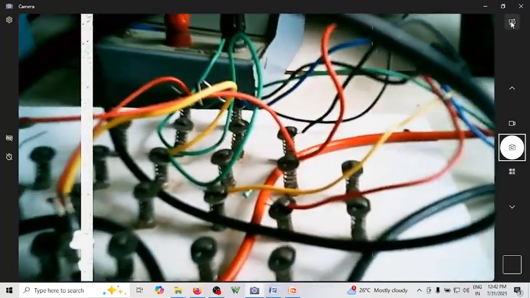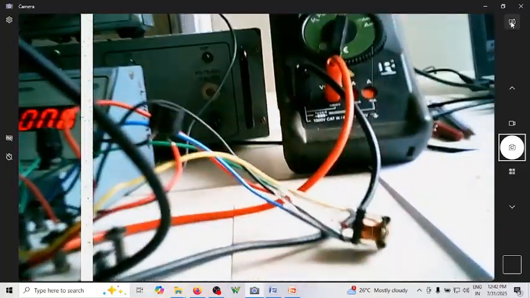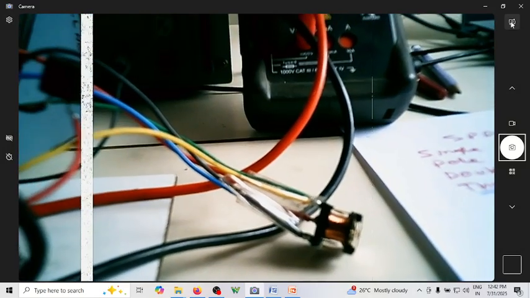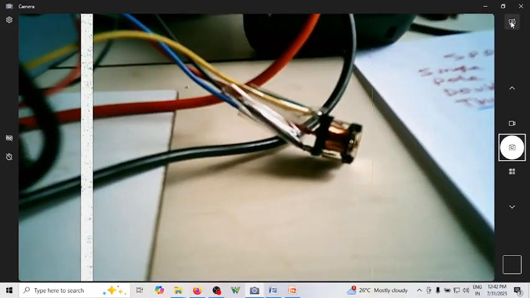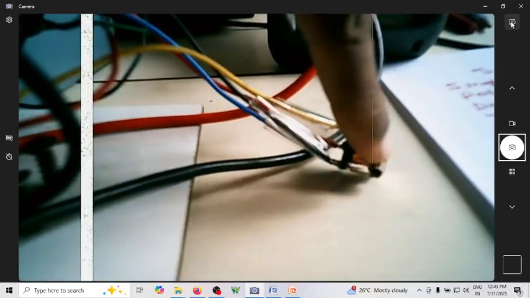Just a minute. Some wire might have come out. Okay, this came out. Let me just connect it. Okay, now just carefully note. Can you make that out? Just have a look at this point.